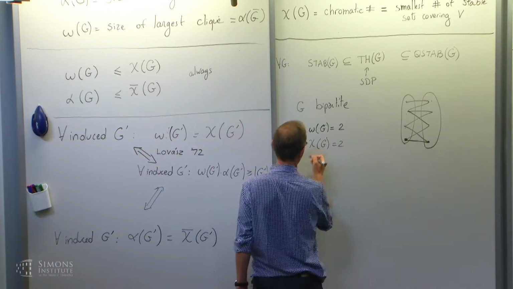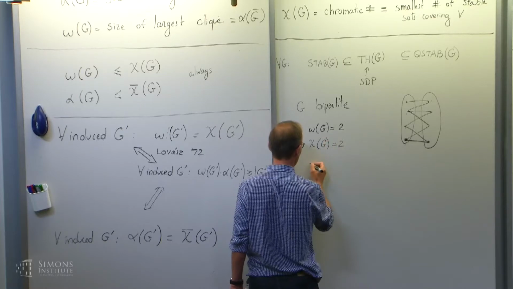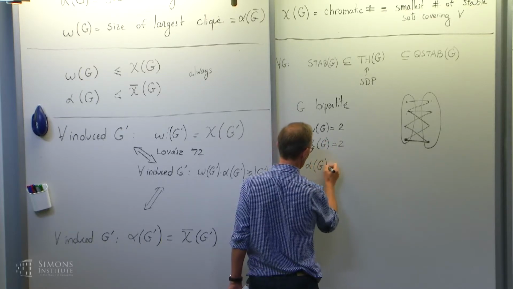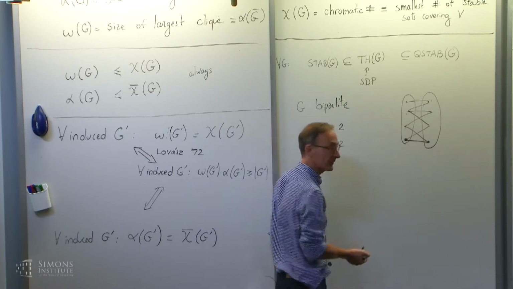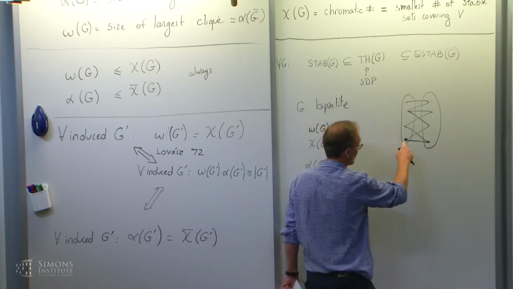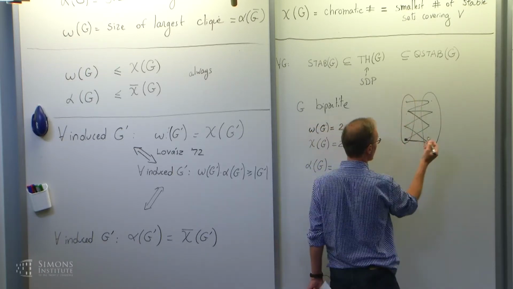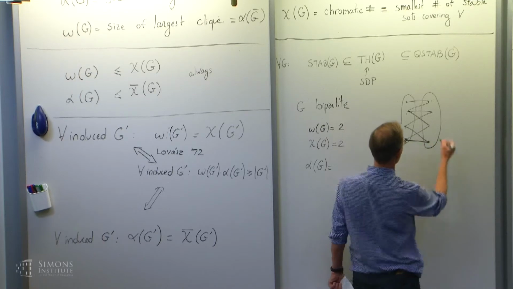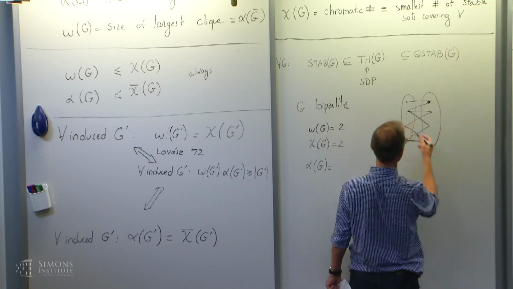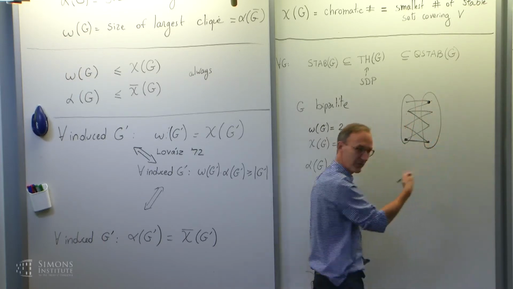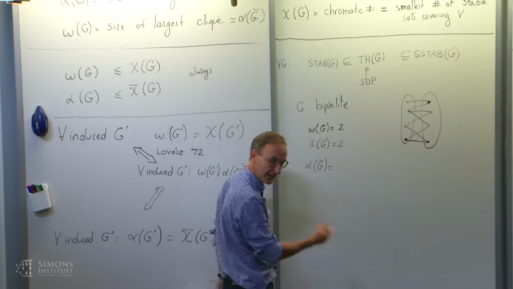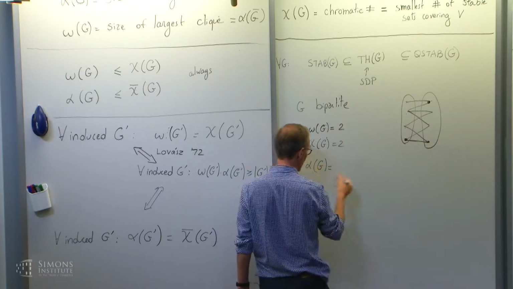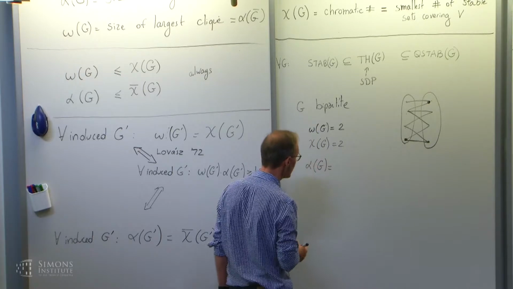If you have a bipartite graph, what is alpha of G? Well, it's the size of the largest stable set. It's not true that it must be one of the color classes. It might be that if you take vertices from both sides, you might get a larger stable set. But that's the size of the largest stable set.